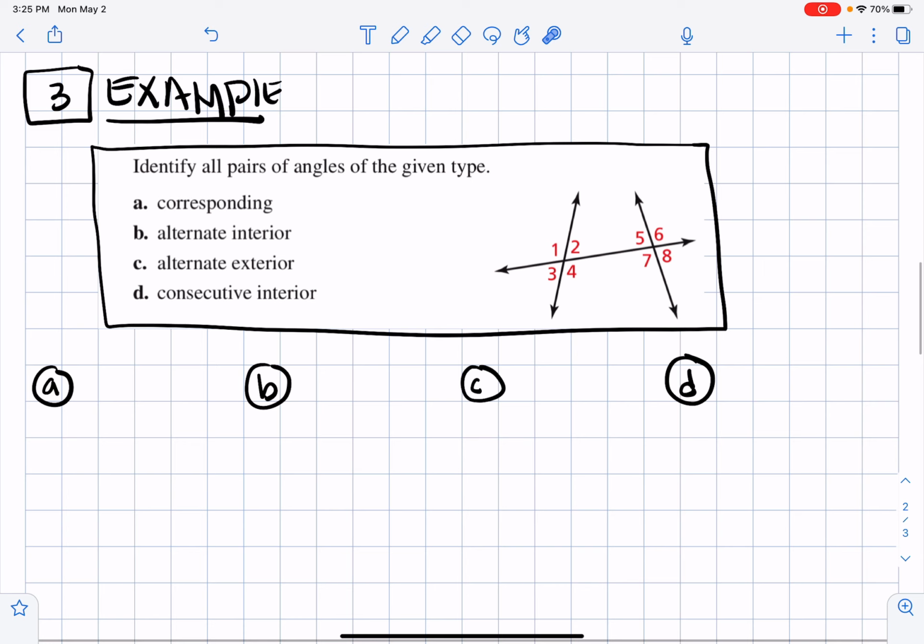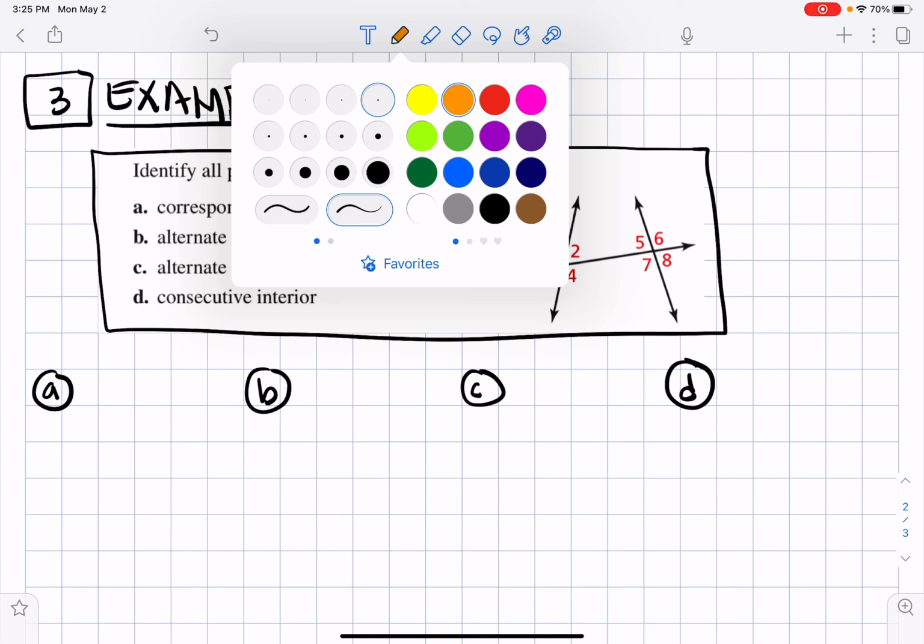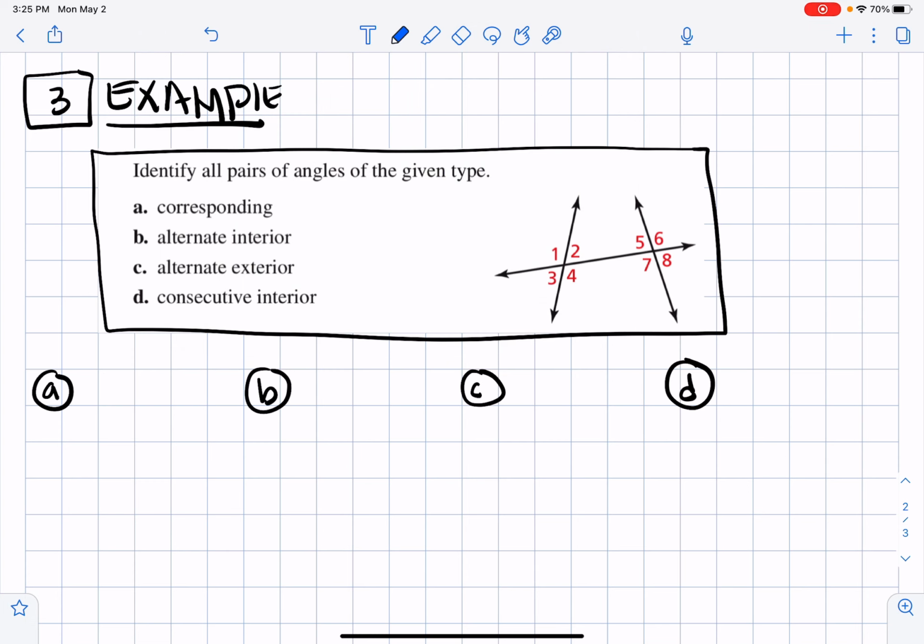Okay, here we go. Box number 3, the final one. Lots of different answers here for you. So let's go back to blue. All right, so here's our diagram. Let's name all the pairs that are corresponding, right? So I could have had angle 1. Let's start with angle 1. So angle 1 is going to correspond with angle 5, okay? Because they're in relative locations.